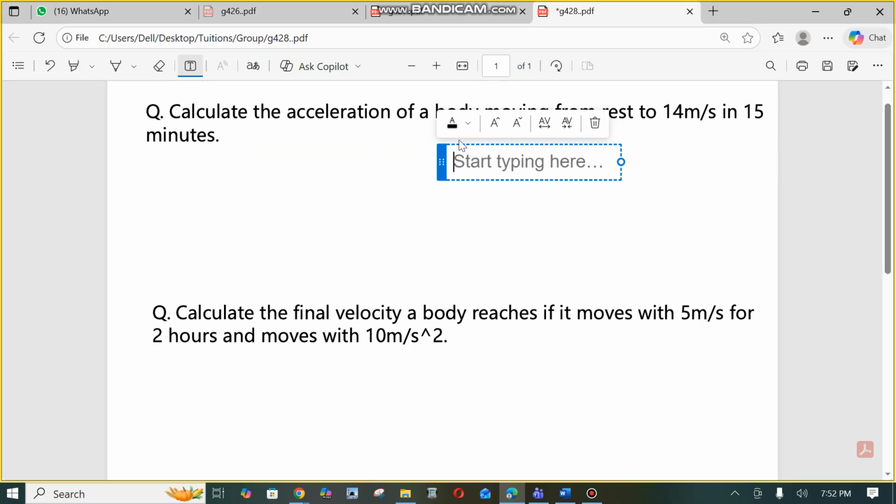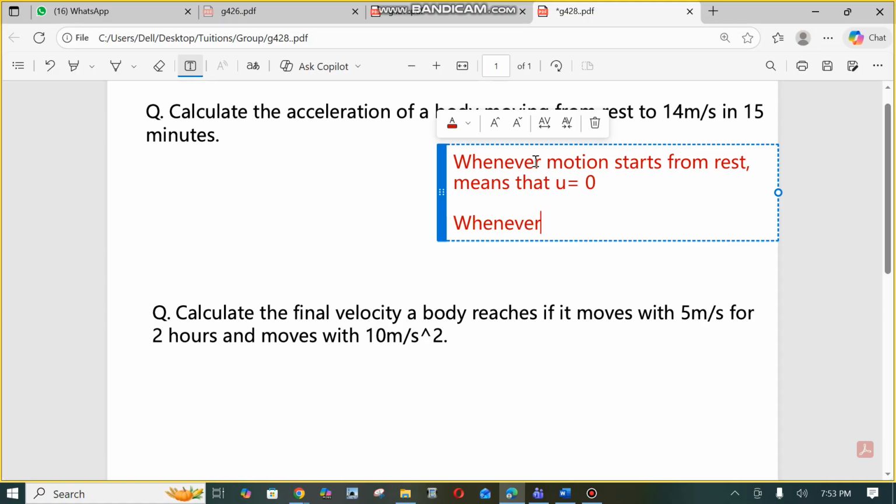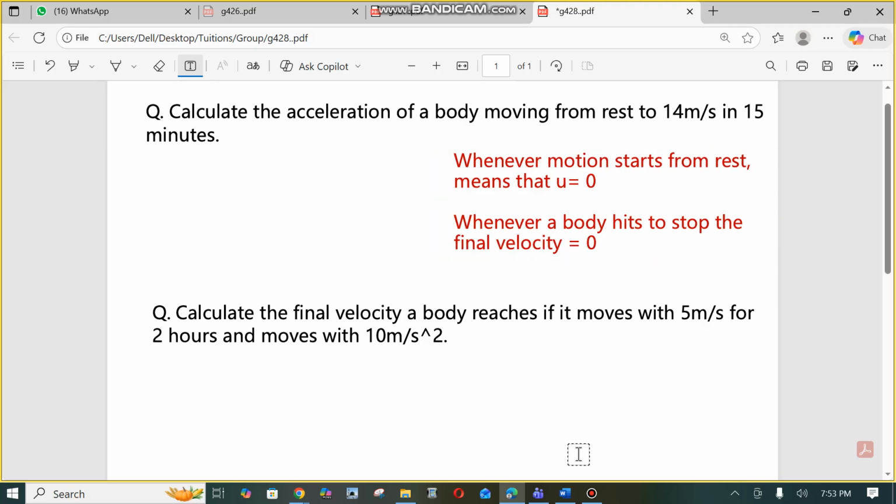and a hint for these questions is that whenever a body starts from rest, whenever motion starts or begins at rest or from rest, this automatically means that the initial velocity is going to be 0, and whenever a body comes to a stop, the final velocity of the body gets 0. This should be noted very, very carefully.